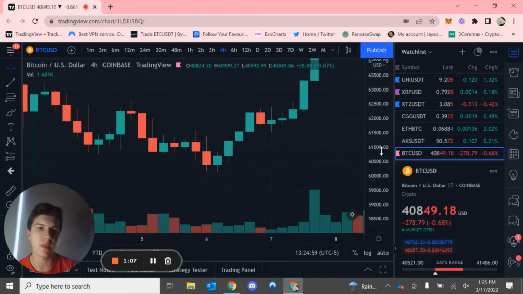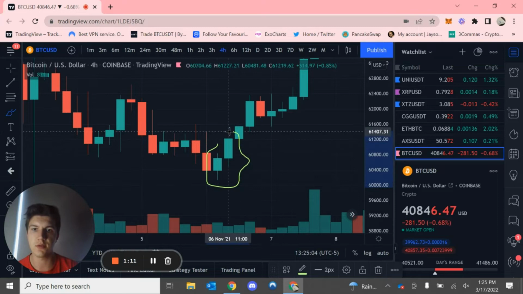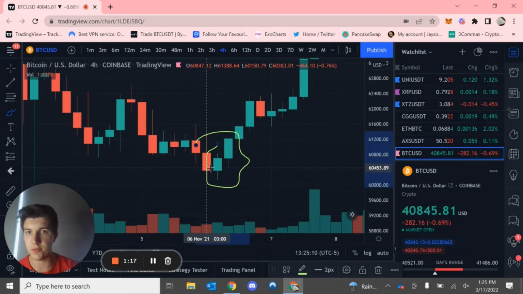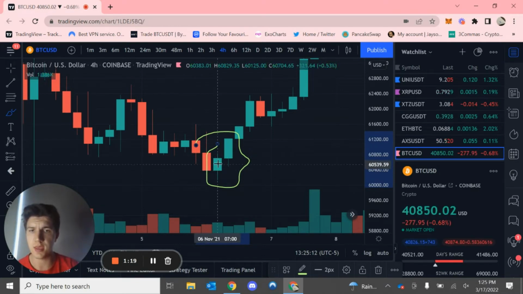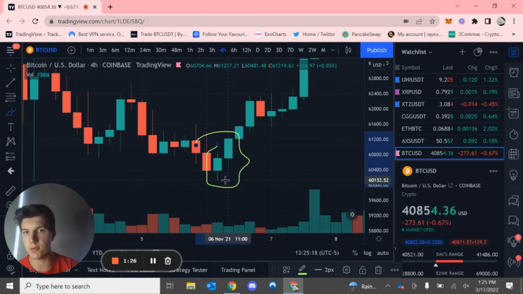Let's take a look at this green candle right here. As you can see, the solid part of the candle is called the body of the candle. And then up here you have wicks, kind of like a candle wick. So there's a high wick and a low wick.